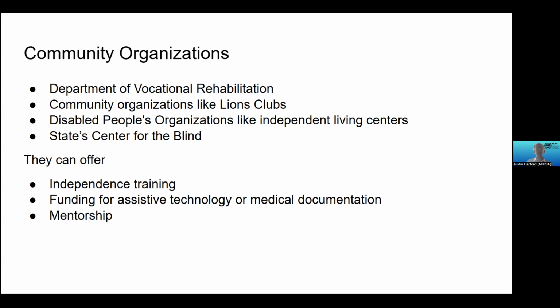Community organizations can also be a good source if a student needs funding for a laptop, for example. Community organizations like Lions Clubs or Optimist or Kiwanis can be good options. There are also disabled people's organizations. Centers for Independent Living are part of a large network of nonprofits that provide community disability services in a lot of places in the United States.